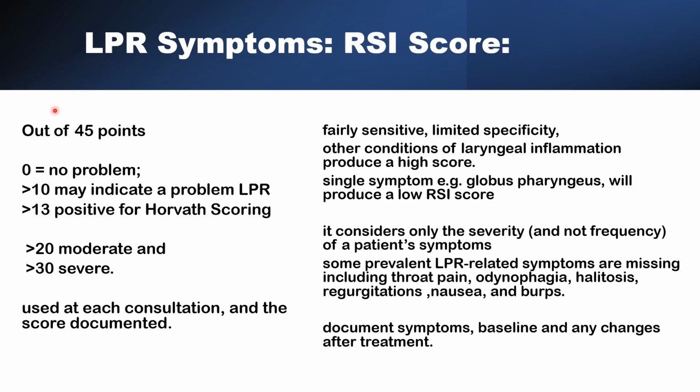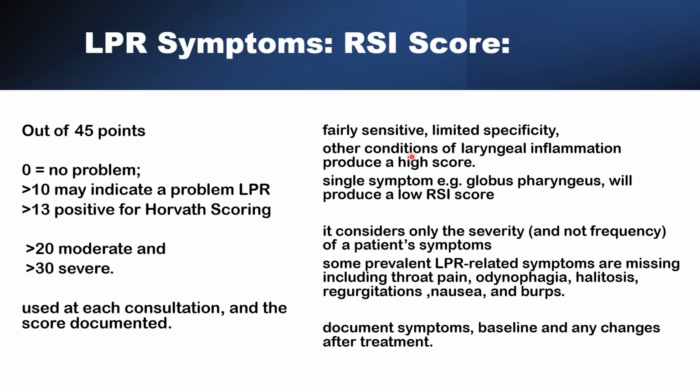So out of the maximum of 45 points, a 0 score would mean that there is no problem. Anything more than 10 may indicate a problem. 13 is the cutoff point for a positive suggestion of LPR. 20 would suggest a moderate LPR and 30 a severe LPR. But 13 points would be a positive score for the Reflux Symptom Index. To be used at every consultation, the initial and the follow-up consultations.